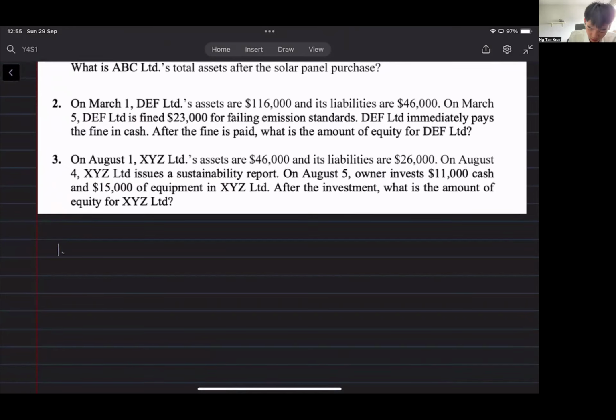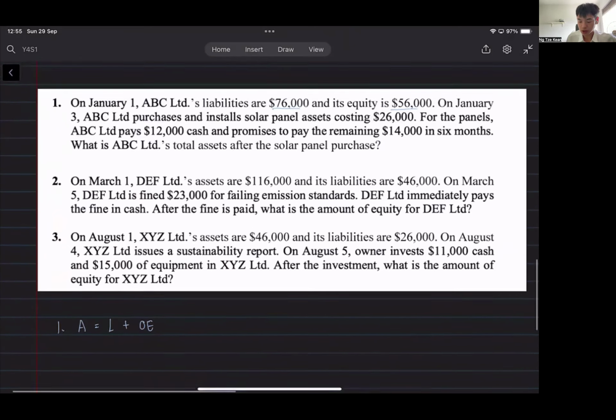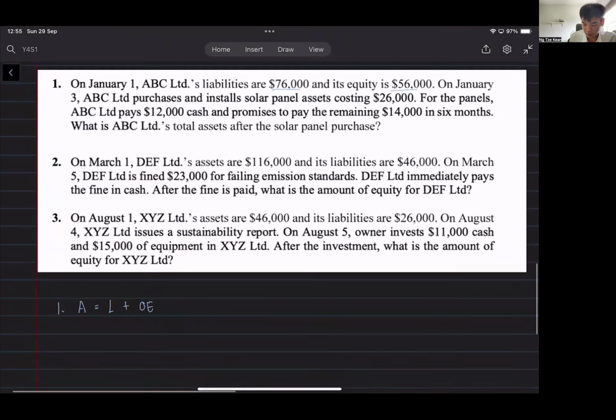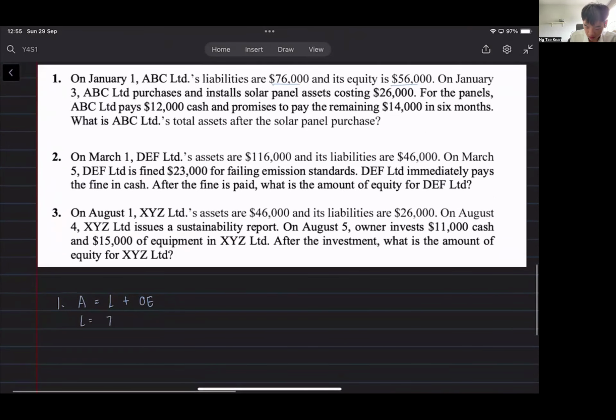So I will start by solving assets equal to liabilities plus owner's equity. So based on this equation, if we have the liability and equity, liability is 76K and the owner's equity is, sorry, 56K. Then we will have our asset to be the sum of both, 132K.